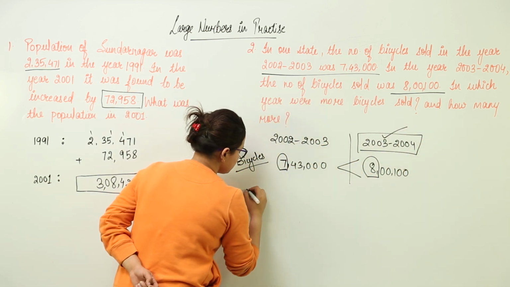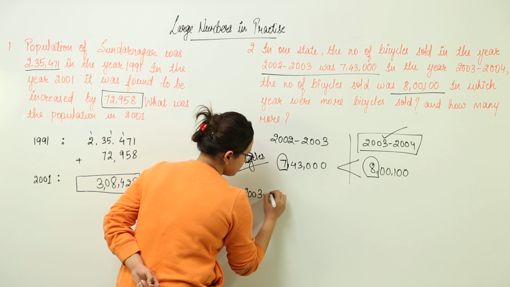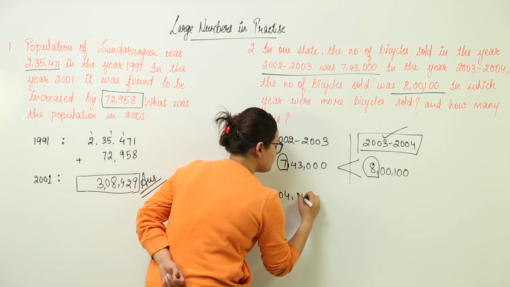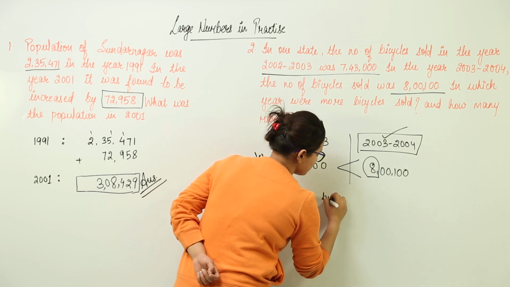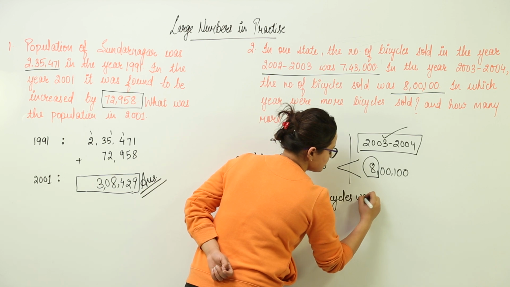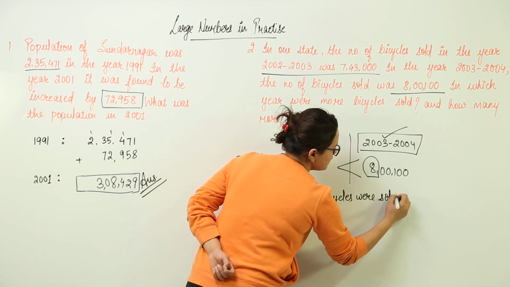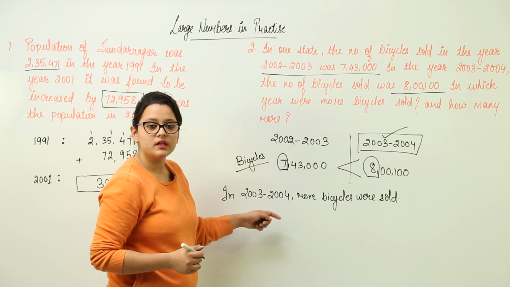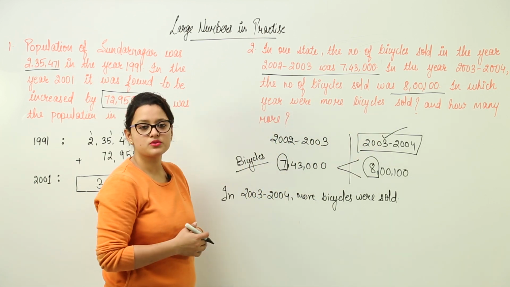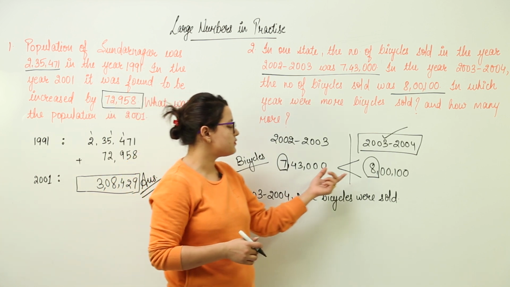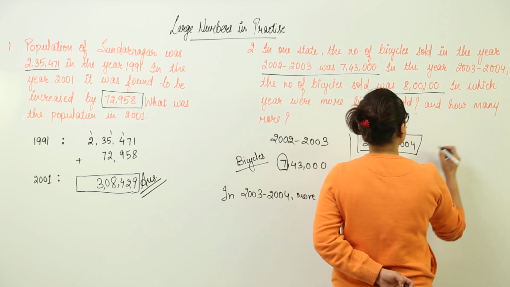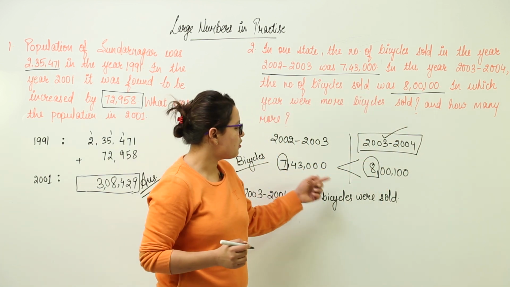So we write over here 2003 to 2004, more bicycles were sold. But we are not finishing only here. We have the next part where how many more bicycles were sold. For this we are going to subtract this from this value. On the subtraction you will be able to find out how many more.